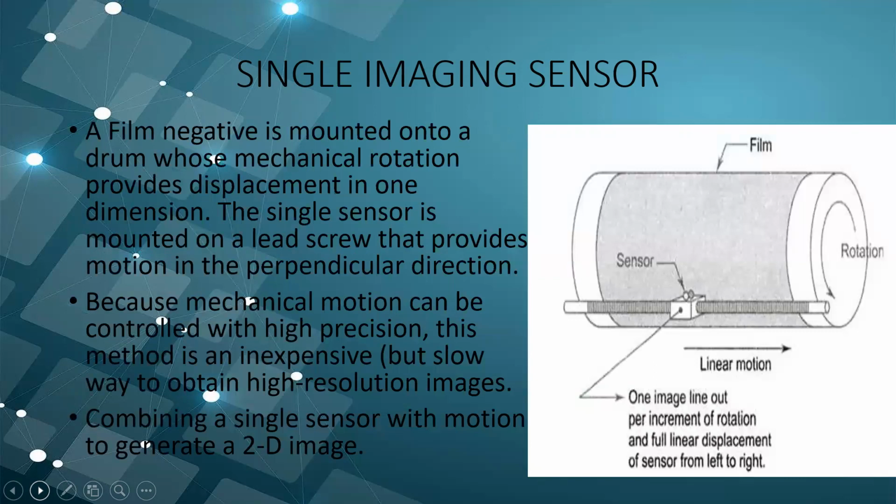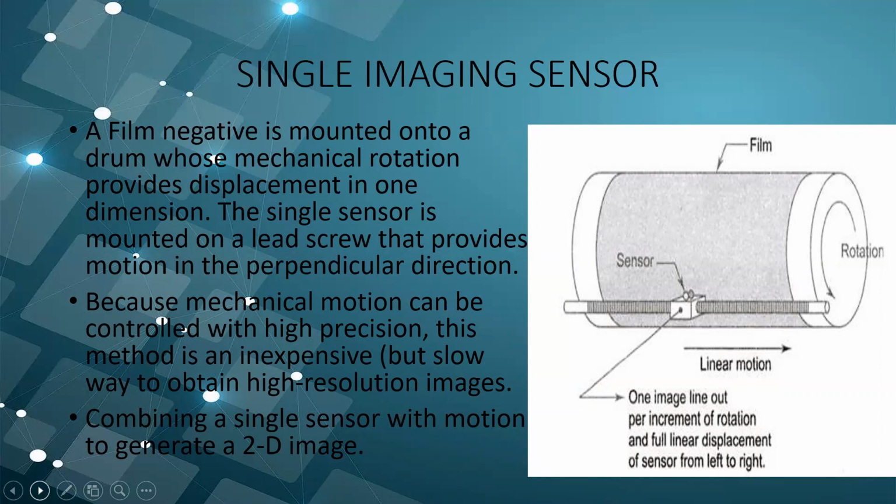Single image sensor, film negative. A negative film is mounted on a drum whose mechanical rotation provides displacement in one dimension. The single sensor is mounted on a lead screw that provides motion in a perpendicular direction. Because mechanical motion can be controlled with high precision, this method is an inexpensive but slow way to obtain high resolution images. Combining the single sensor with motion to generate 2D images.